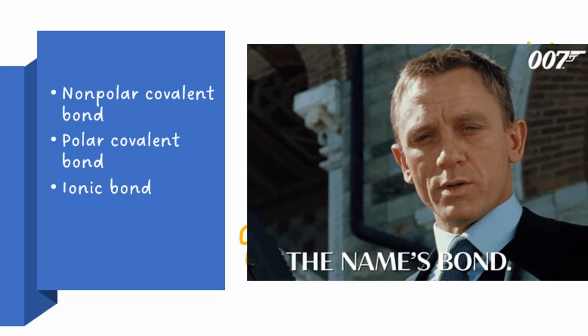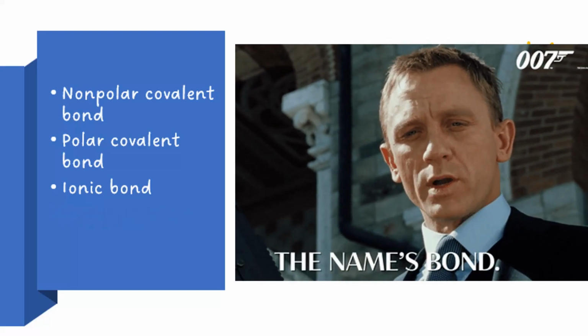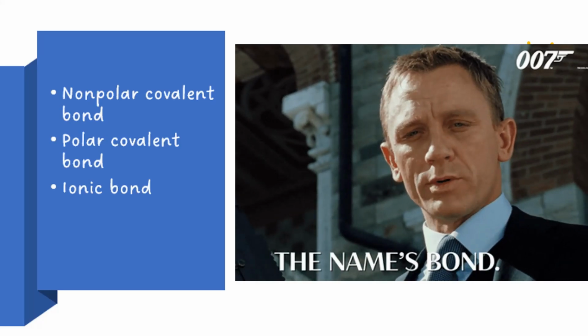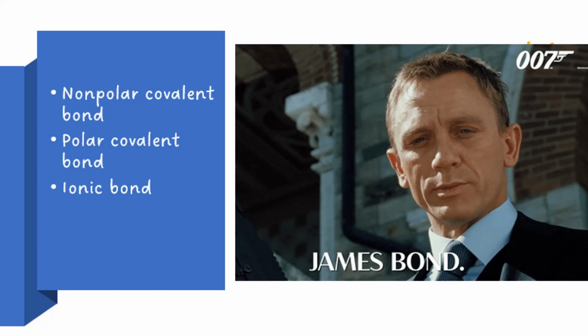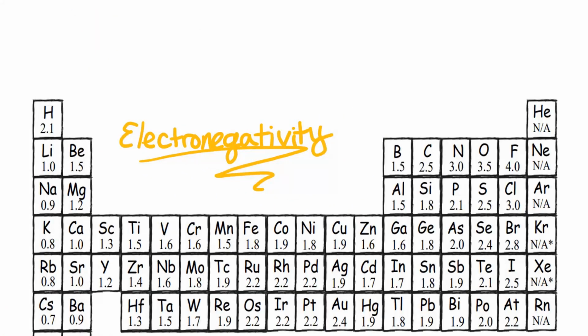So, ionic bond, covalent bond, James bond, there are just so many bonds. How can we possibly tell them apart? What determines which kind of bond will form between two atoms within the same molecule? Why, electronegativity, of course. Let's break it down with an example.